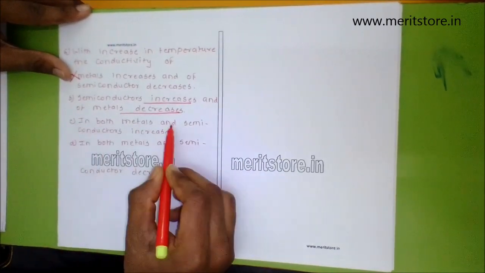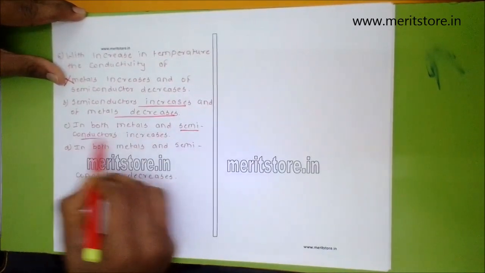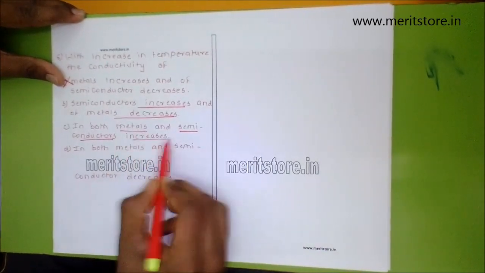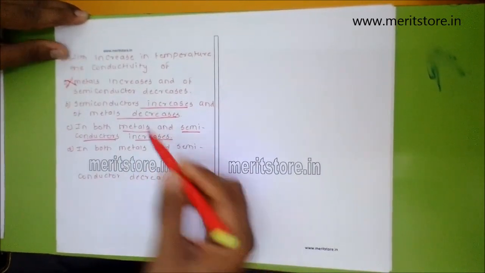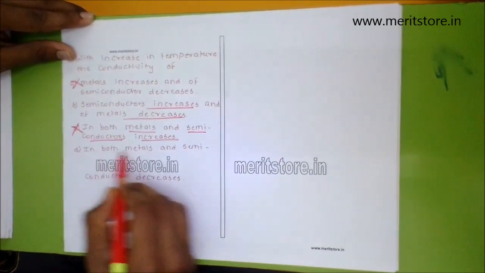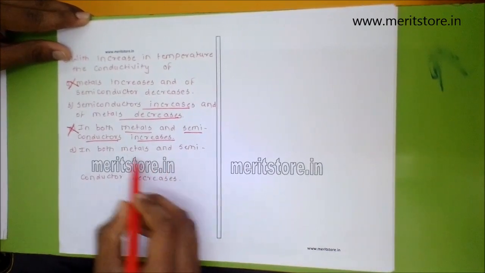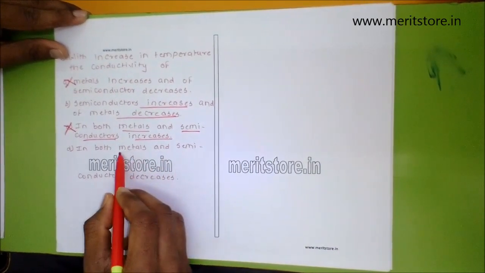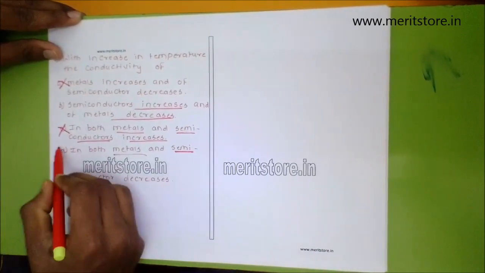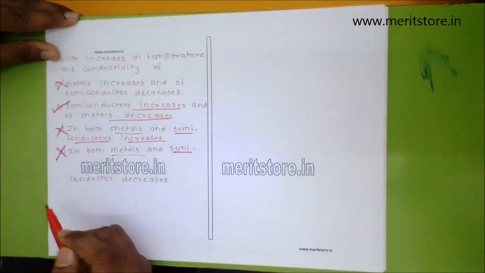Let's look at the third option. In both metals and semiconductor increases. It definitely increases in semiconductors, but it's not so in case of metals, since conductivity decreases with increase in temperature. So option C is also not true. In both metals and semiconductors decreases. Well, the conductivity decreases in metals, but not true in case of semiconductor. So option D is also not correct. So the correct option is option B.